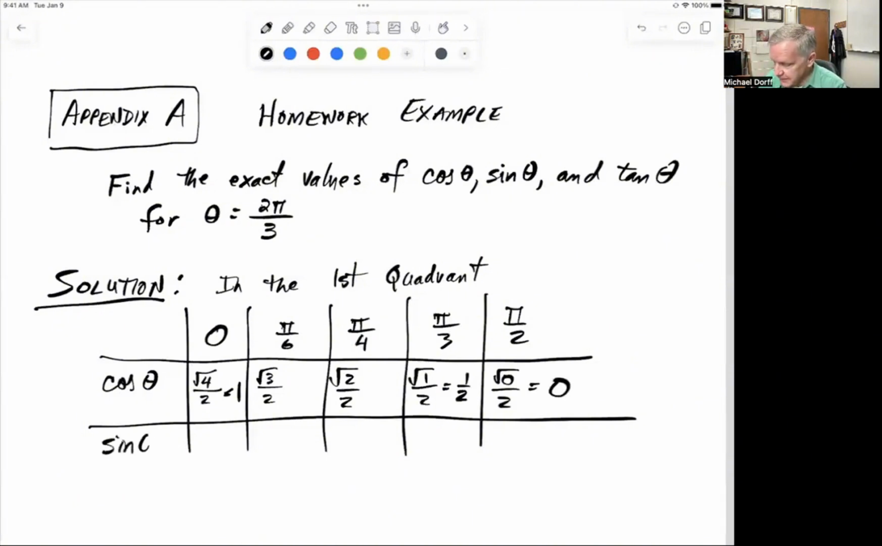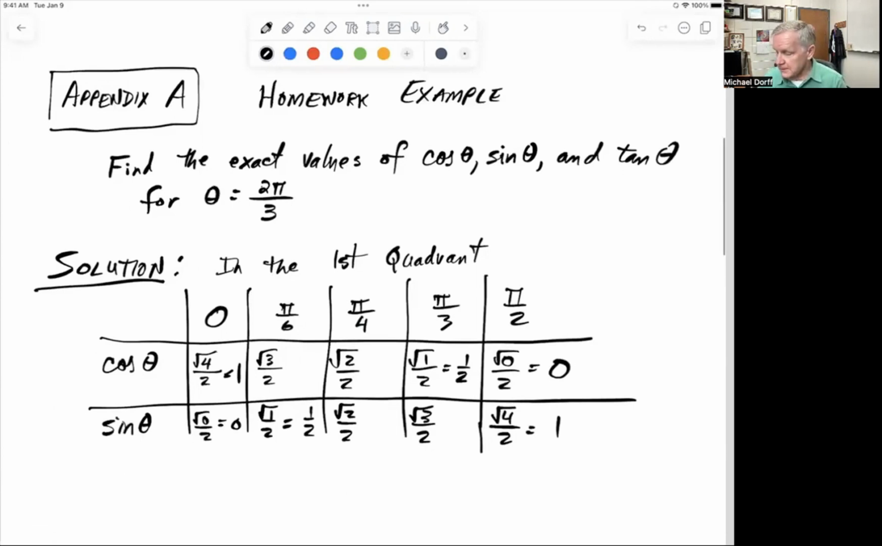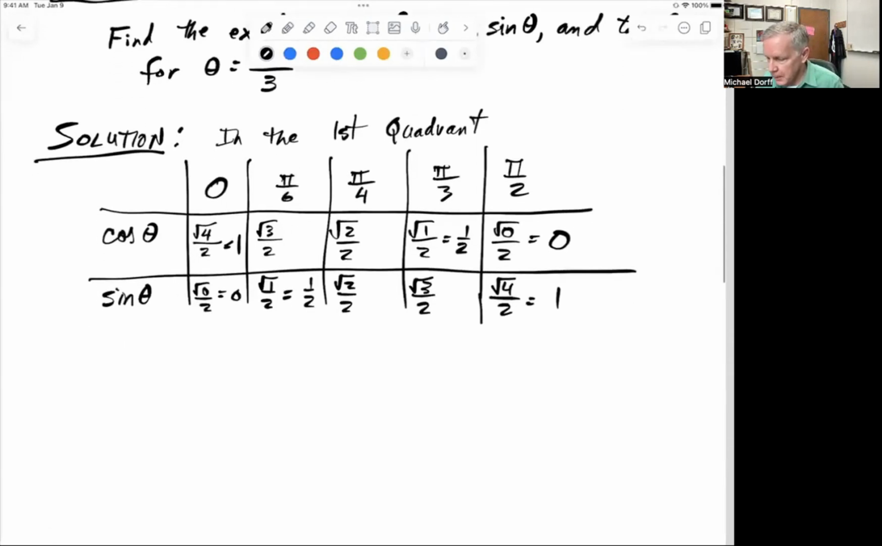What about the sine values? Well, it's just the same thing, but in the opposite order. So we have square root of 0 over 2, which is 0, square root of 1 over 2, which is 1/2, square root of 2 over 2, square root of 3 over 2, and square root of 4 over 2, which is the same as 1. All right, having these values down, either memorizing them or remembering this chart, really makes things helpful.